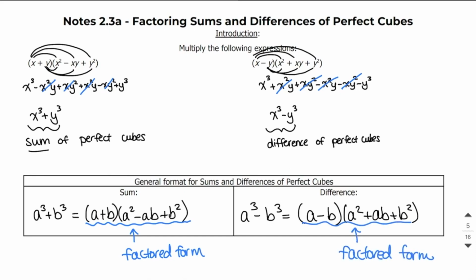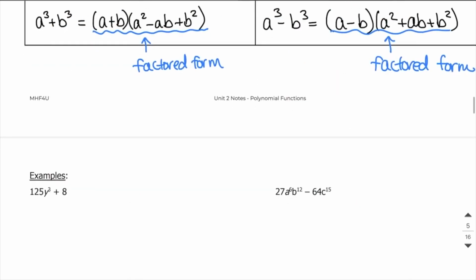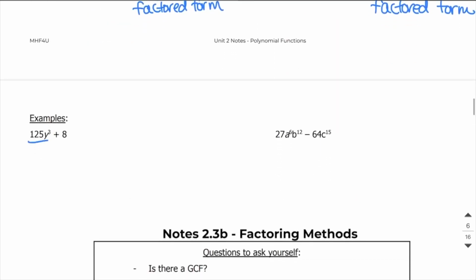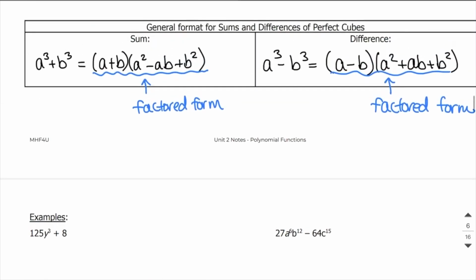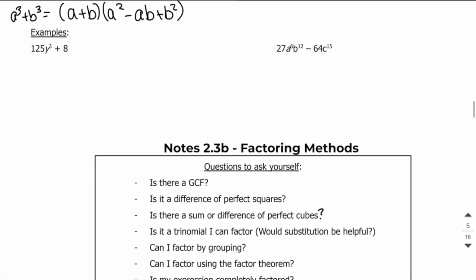So how do I apply this? Up here, we have 125y cubed plus 8. Since it's plus, we know it's a sum of perfect cubes. So just a reminder that when I want to factor this, it would become a plus b times a squared minus ab plus b squared. And that's what a cubed plus b cubed is. So I'm literally just copying this down on this page right here so I have it in front of me.